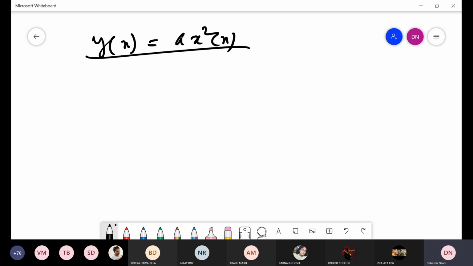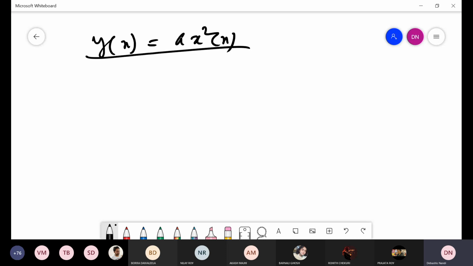You have to check it. The question may come like this. Suppose the input-output relationship of a system is given by this equation. Then you check whether the system is linear or non-linear. Okay, this will be a non-linear system. You have to check it.